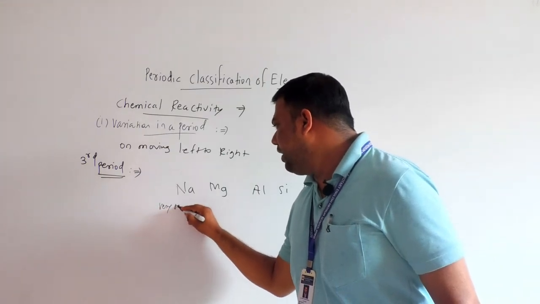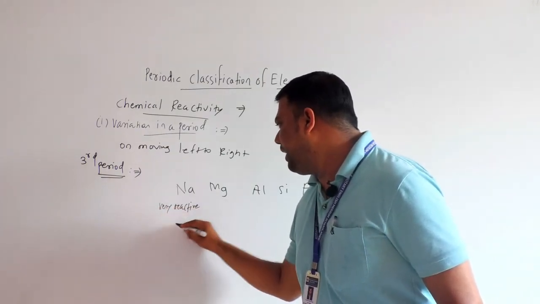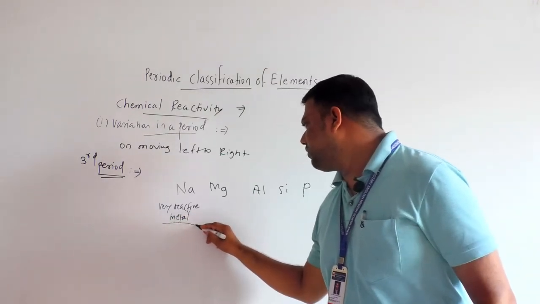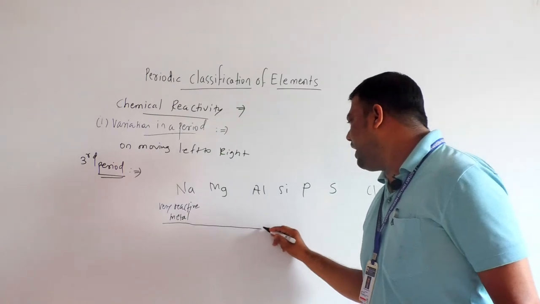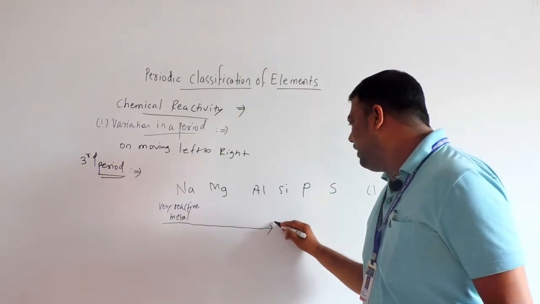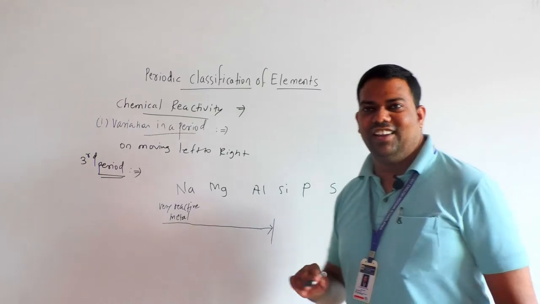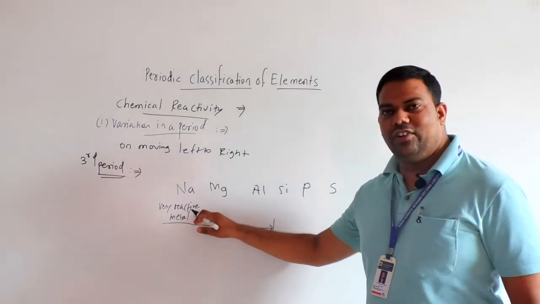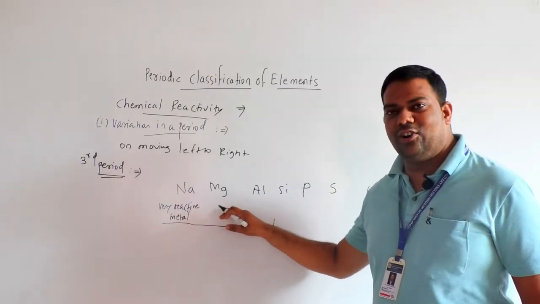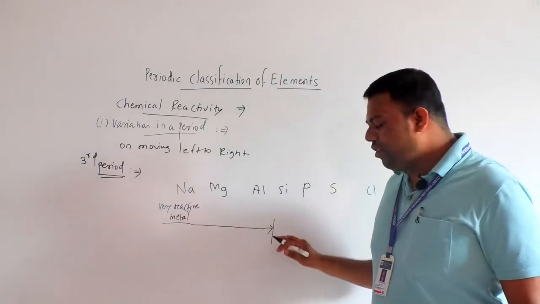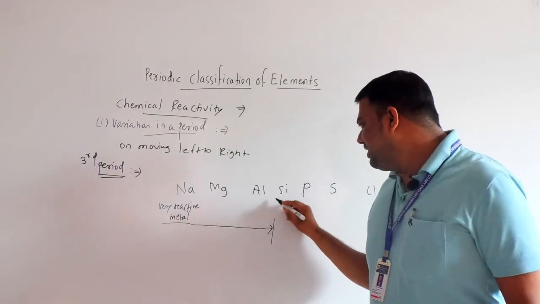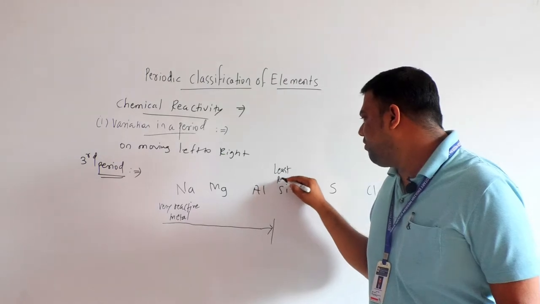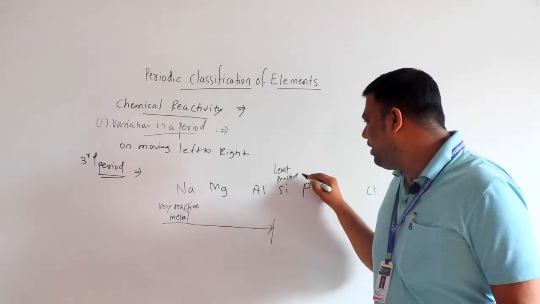First, chemical reactivity decreases up to silicon, because its valence electrons are 4. Sodium has 1 valence electron, though it is highly reactive, then magnesium has 2, then 3, then 4. Up to this point, silicon is the least reactive.